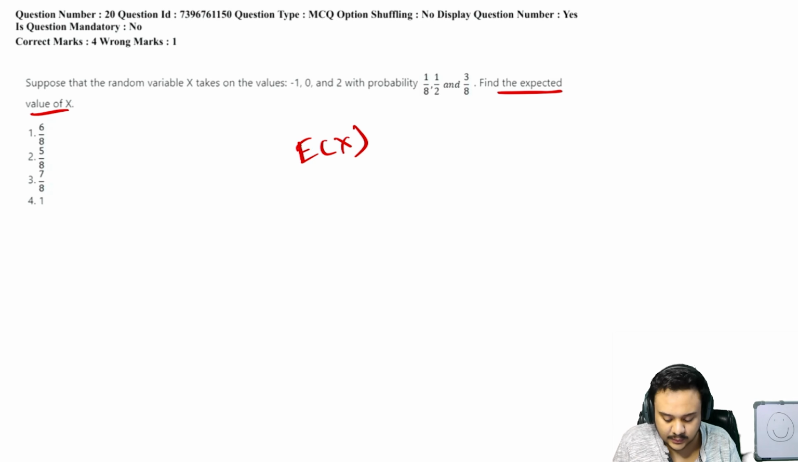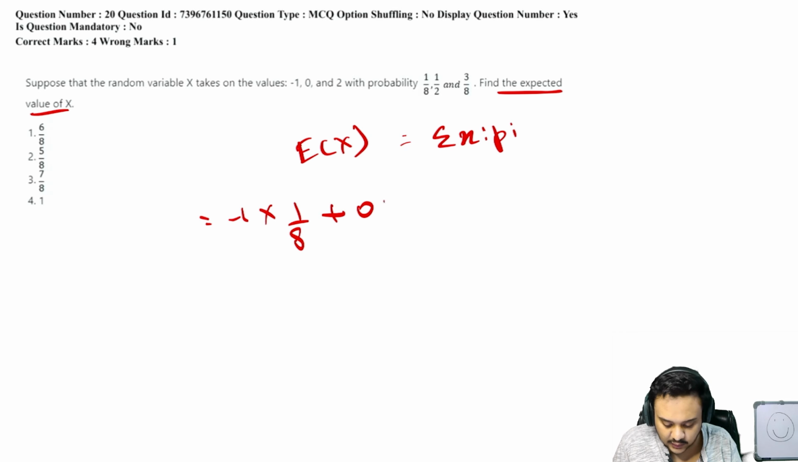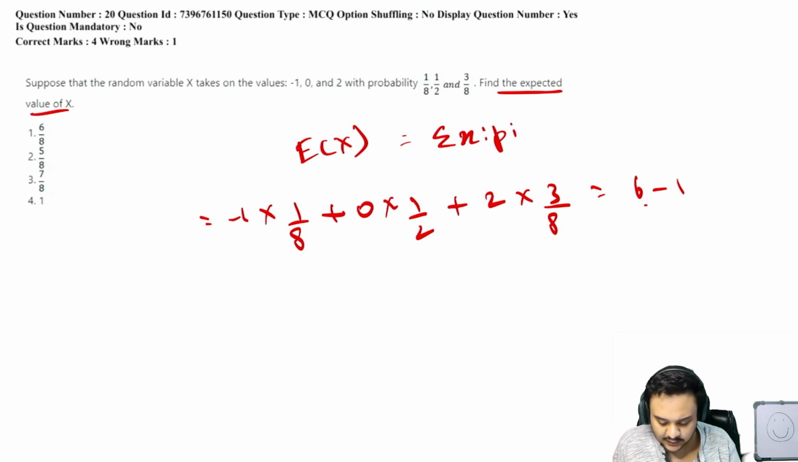Expectation of x, when we are talking about discrete random variables, is the summation of xi pi, where pi is the probability and xi is whatever values you are given. So it is the summation of all of those individual events and their probabilities. So minus 1, the probability is 1 by 8, plus 0, whatever you multiply it by, it will just give you 0, so ignore it. 2 multiplied by 3 by 8, so you get 6 by 8 minus 1 by 8. Your answer is 5 by 8, which is the second option.